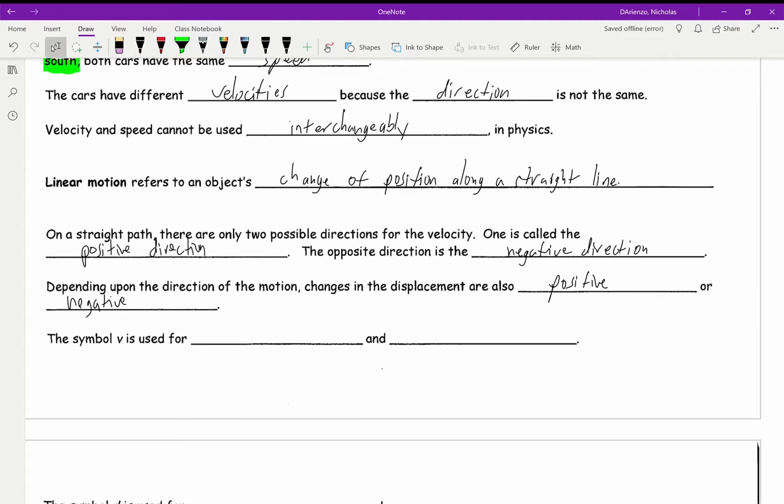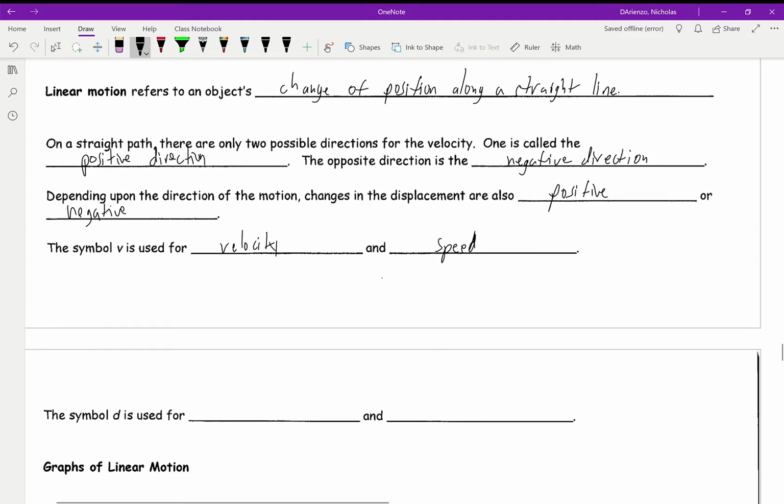So we use the symbol v, as we discussed earlier, to represent velocity, and it's also going to be representing the speed. It's going to depend if we actually have a direction on it or not. The symbol d can be used for displacement and distance. Depends which one we're referring to. What amount of information do we have to include in that quantity?